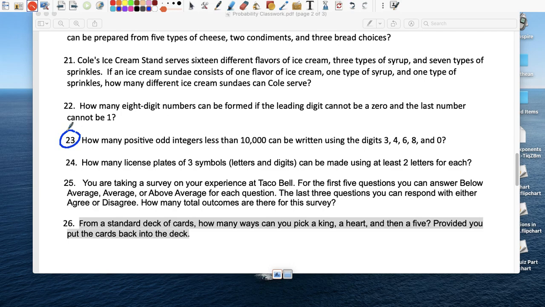So this one is a little tricky because you have to think about your 4-digit numbers, your 3-digit numbers, your 2-digit numbers, and your 1-digit number. Which is going to lead us to 24, which is the same thing.